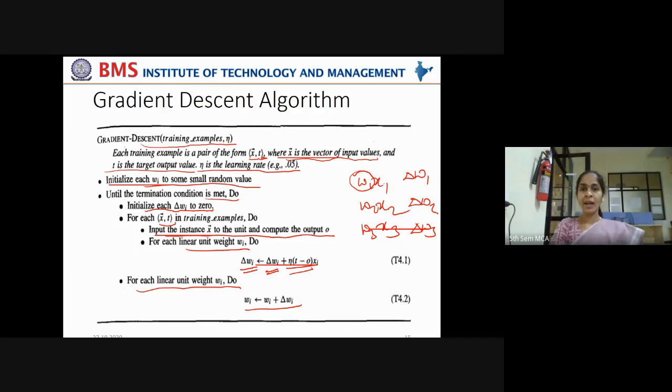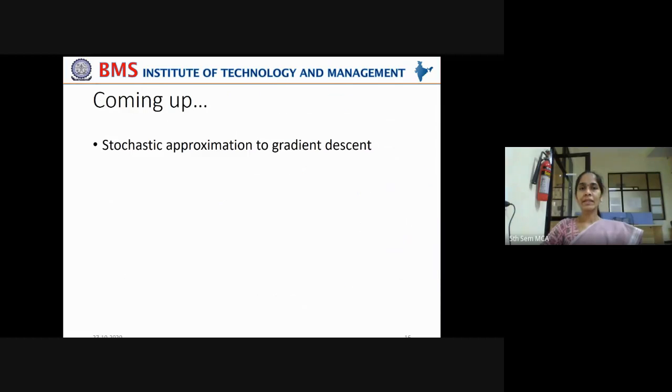These weights are adjusted until the prediction error reaches its minimum point, where there is no longer any prediction error. That is called the global minimum. It has reached its final destination. That is where the algorithm stops adjusting the weights, and that combination of linear units W1, X1, W2, X2 is your ideal target function. Got it? This is how we can understand the gradient descent algorithm. In the next class, we'll see stochastic approximation to gradient descent.